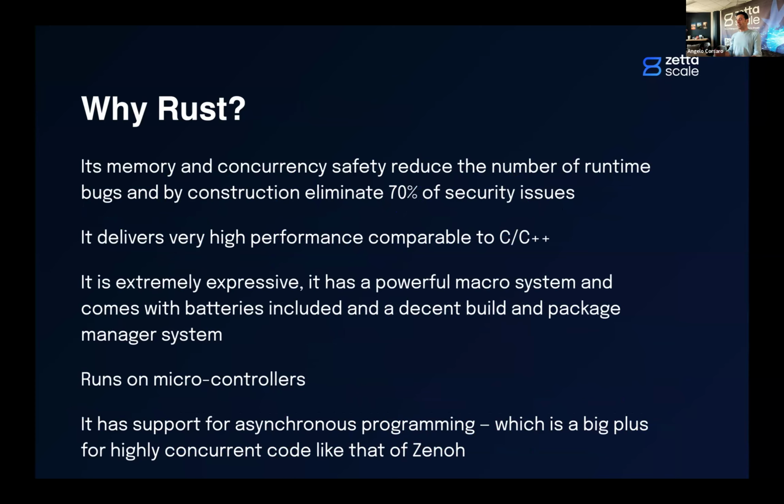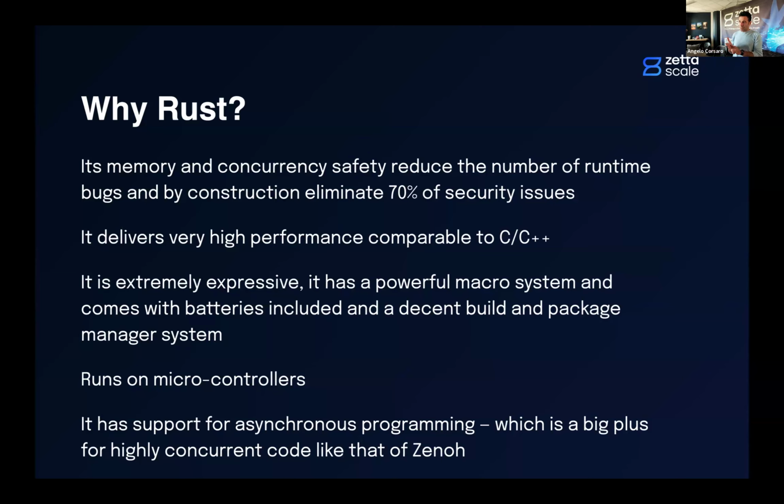And so once again, why did we decide to redo Zeno in Rust? Well, because of its memory and concurrency safety. That's very important because by construction it eliminates 70% of security issues, and because it delivers very high performance comparable to C and C++, in some cases better. For us, it is very expressive. It has a super powerful macro system, which is easy to abuse, and we have to put limitations in place because otherwise people start doing crazy macros. And there are some other issues with that.